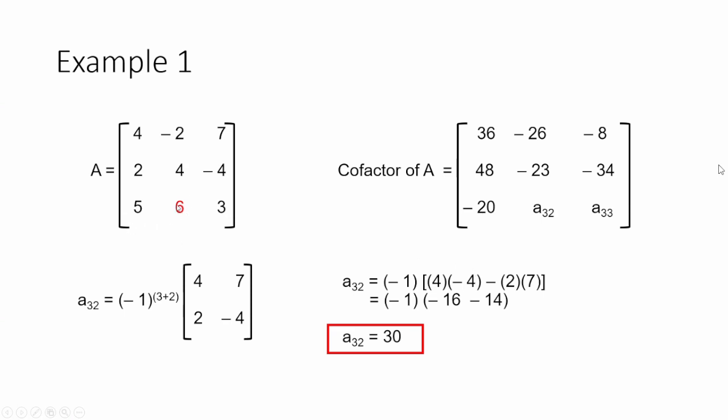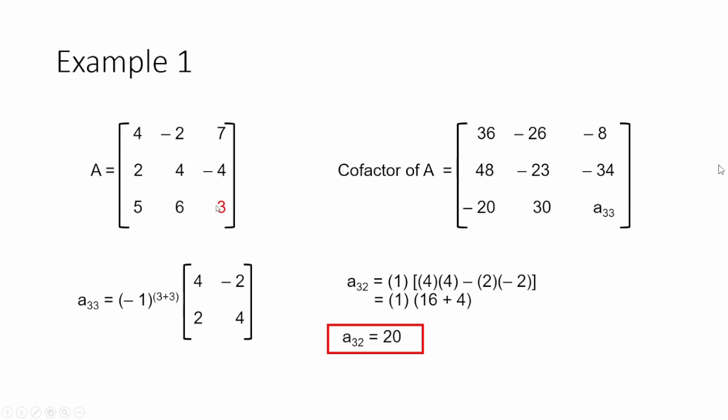Next, A32. So this is your concern. Ito, tsaka ito. Matitira sa akin na minor matrix is 4, 2, 7, and negative 4. So that's equal now to negative 1 raised to 3 plus 2, or negative 1. Kasi that's an odd number, negative 1 raised to the fifth. So negative 1 pa rin yan. 4 times negative 4 is negative 16, minus 2 times 7 is 14. Negative 16 tsaka negative 14 is negative 30 times negative 1, positive 30. So that's your third row, second column.